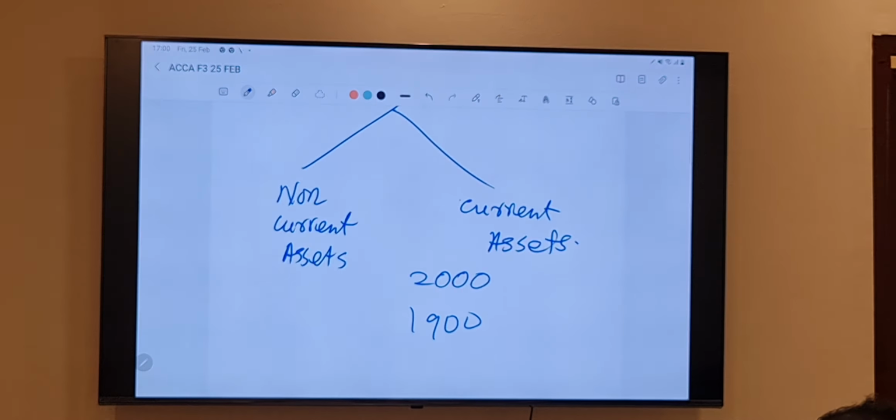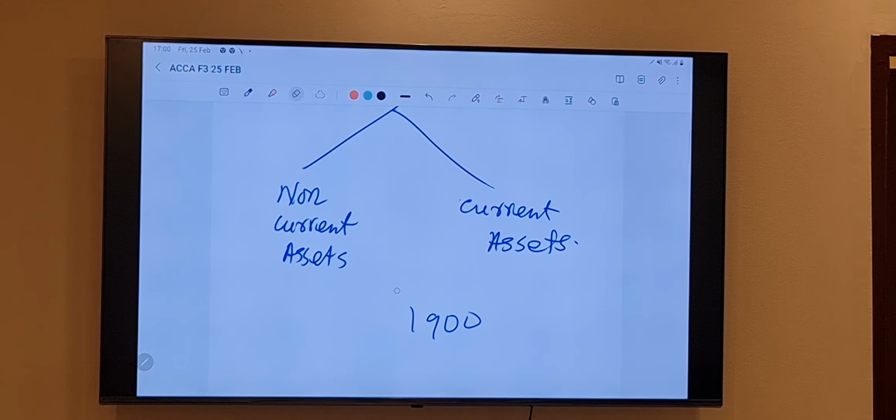Yes. So these are the examples for current asset. Now can we write down then? We will define both. First we will define non-current asset.